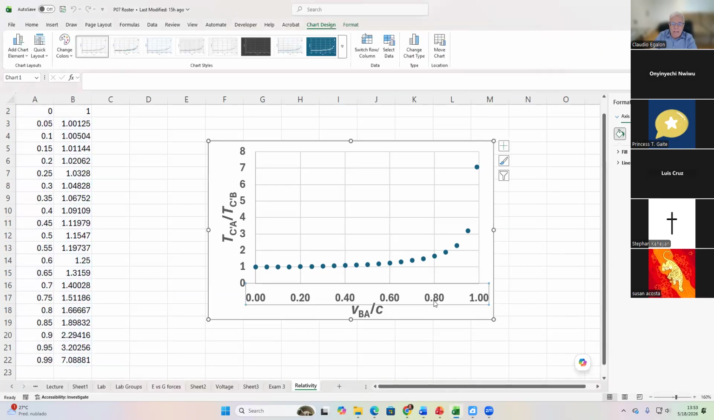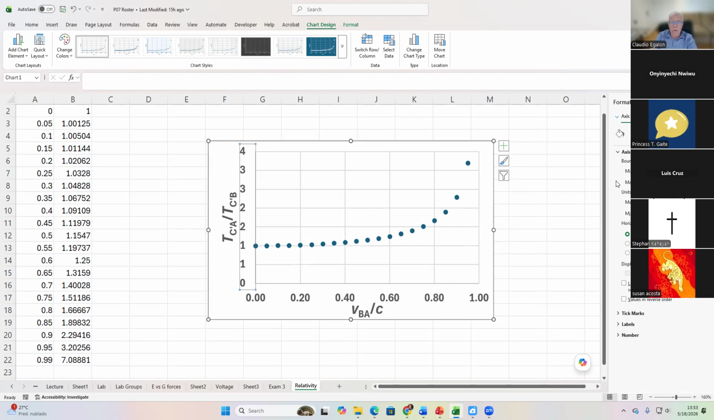Okay, so let's take a look here. We're going to go into the axis option. I'm going to set it to 3.5, so you can have a better measure. And I'm going to increase the numbers, one decimal place, increase the decimal places.